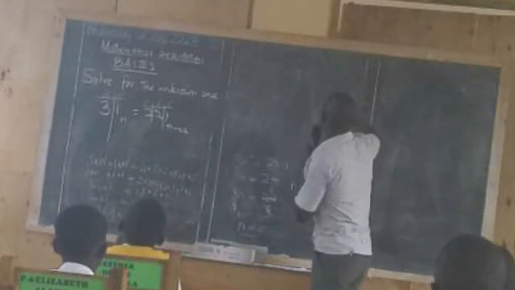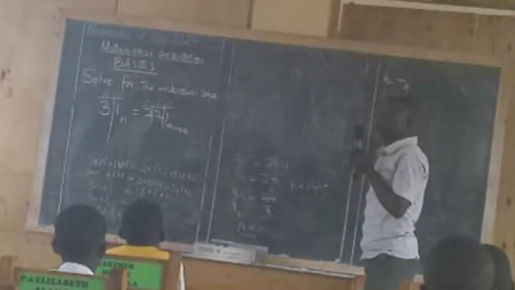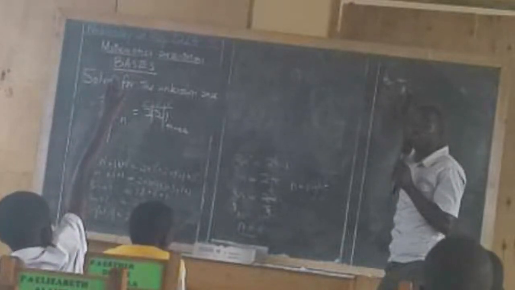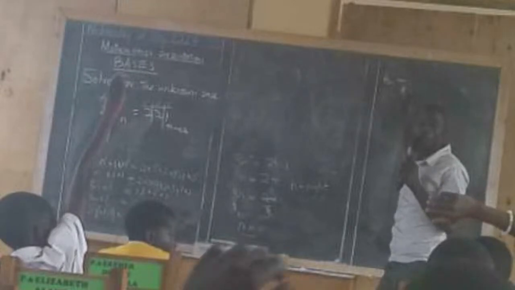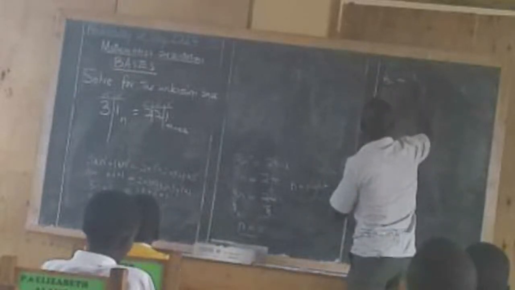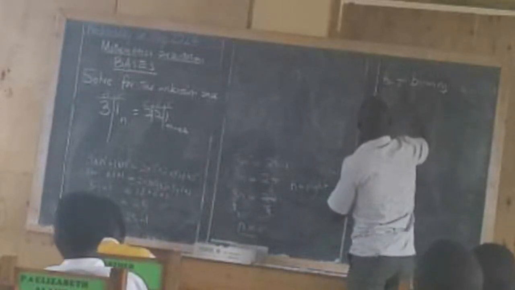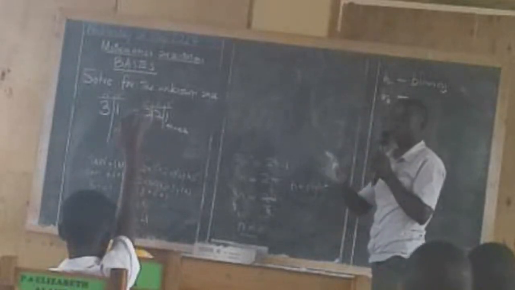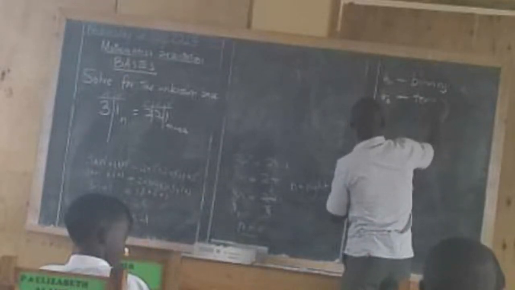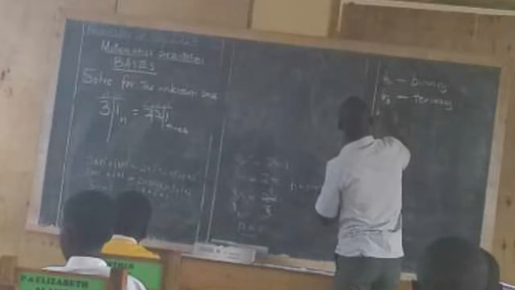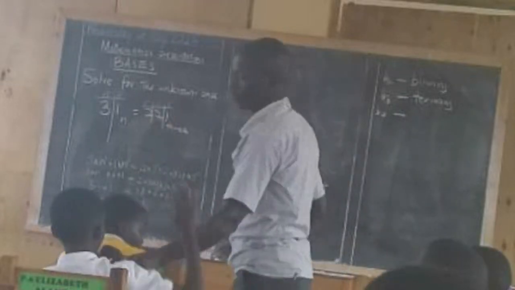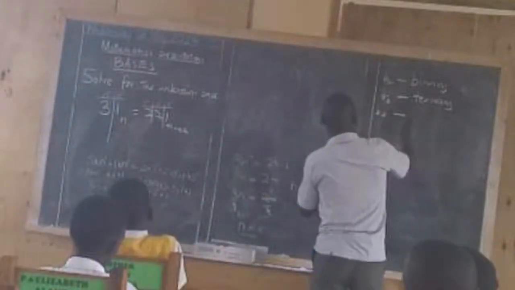Before I touch anything, base 2, give me the baptized name for base 2. What is another name for base 2? Binary base. Binary. Examiners will use this word. Base 3, somebody mentioned, what was it? Ternary. Base 4. Quaternary. Very fantastic. Clap him.